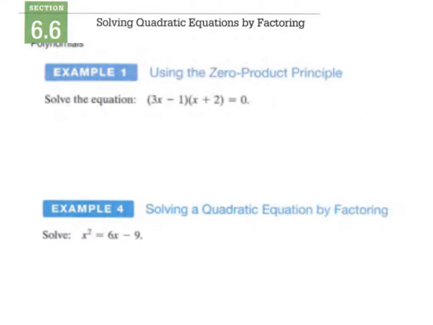The zero product property is simply a method of being able to solve quadratics. Quadratics are when you have an exponent of 2, and oftentimes they're factored already. So if we have it factored, we can set it equal to 0, as we've done here. And now we just take each factor and solve.